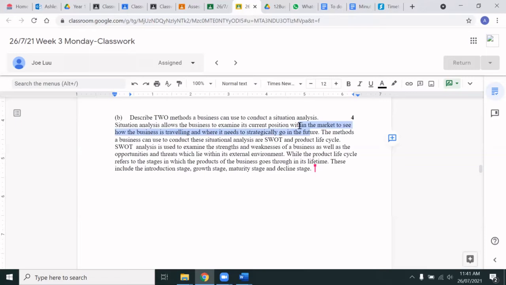All right, now the 2 methods of situational analysis we went through, they're both good. So firstly, SWOT analysis is used to examine the strengths, the weaknesses of a business, as well as the opportunities and threats which lie within its external environments.